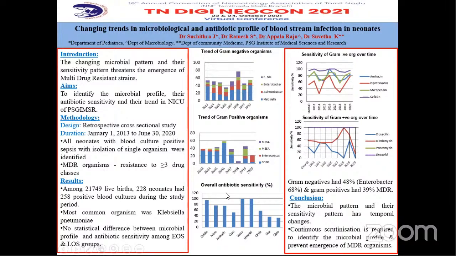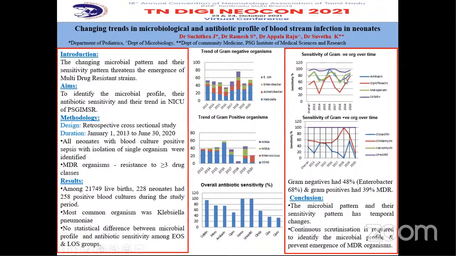Moving on to the overall antibiotic sensitivity, among the gram-negative organisms, it was presented for the commonly used antibiotics in our unit. Ciprofloxacin had an overall sensitivity of only 50%, whereas amikacin and meropenem showed a moderate sensitivity of 75%, and the third-line antibiotic colistin had a sensitivity of close to 95%. Among the gram-positive organisms, fortunately, vancomycin and linezolid showed a sensitivity of 100%, whereas the commonly used clindamycin and cloxacillin showed sensitivity of 58% and 36% respectively.